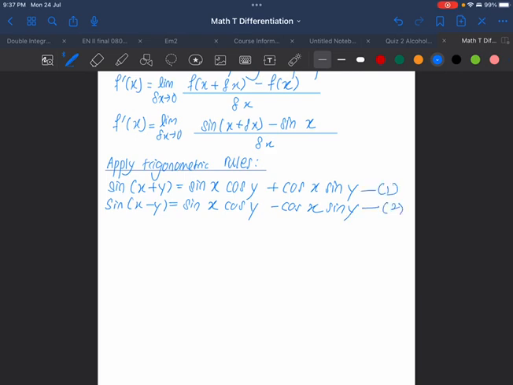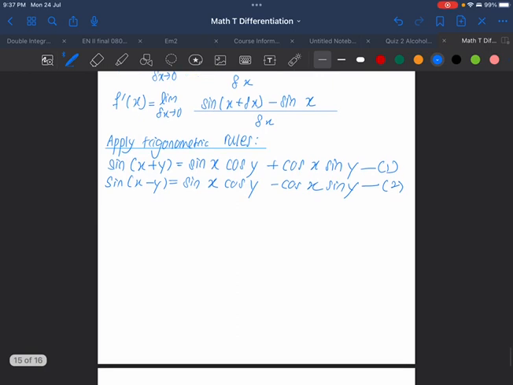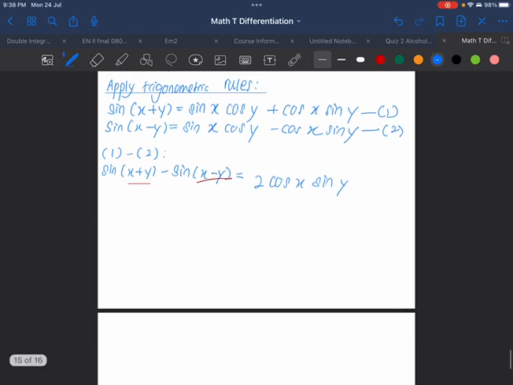So how are we going to deal with this? We know here is minus, right? So now we do equation 1 minus equation 2. We will get sin(x plus y) minus sin(x minus y) is equivalent to 2 cos x sin y. So from this equation we have x plus y and we have x minus y.